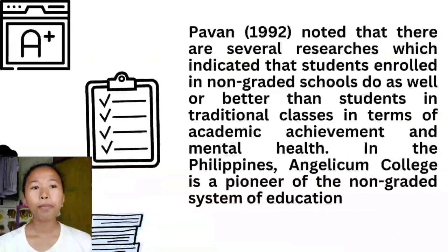As indicated in our next slide, Pavan 1992 noted that there are several researchers which indicated that students enrolled in non-graded schools do as well or better than students in traditional classes in terms of academic achievement and mental health. In the Philippines, Angelicum College is a pioneer of the non-graded system of education. So this Angelicum College is an institution which offers a non-graded system of education. And according to the researchers, the non-graded institution works better academically and in their mental well-being compared to those traditional classes, according to Pavan 1992.